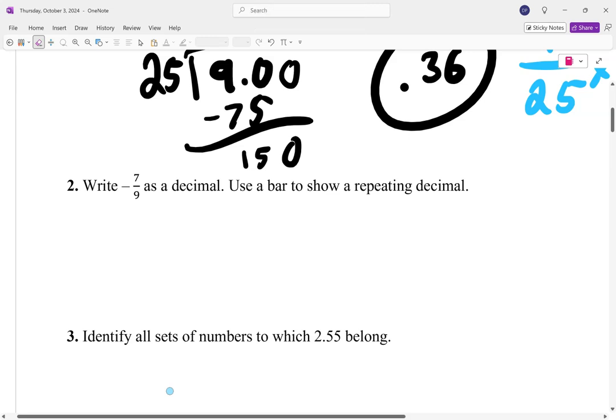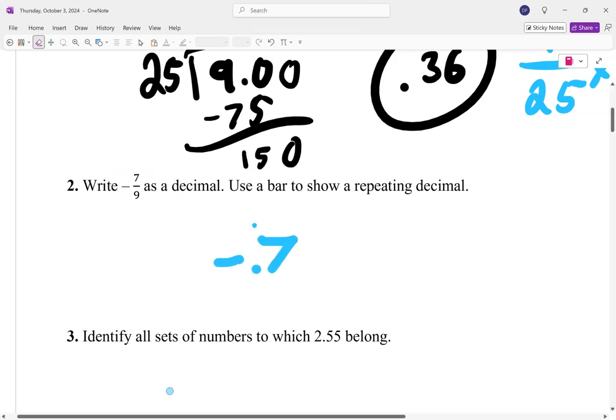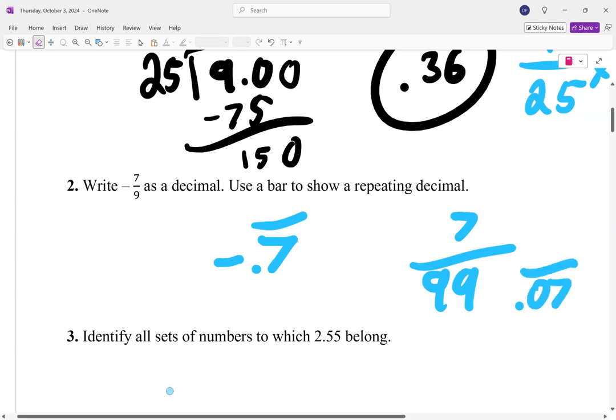Okay, what about number 2? Same way. Divide 7 by 9. But you know what? If it's this easy, I'm not going to make you show your work. Because we should actually just know that if it's ninths, it's a repeating decimal with a line over. What if it said 7/99? Does anybody remember? It'd be like 0.07 with a line over both. So it would be 0.70707070. Alright? Okay.